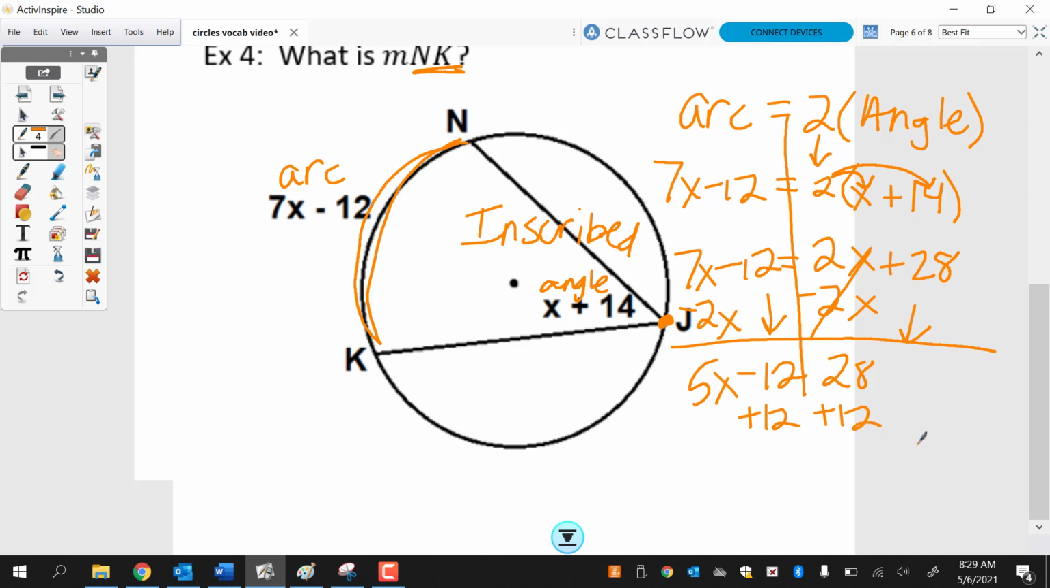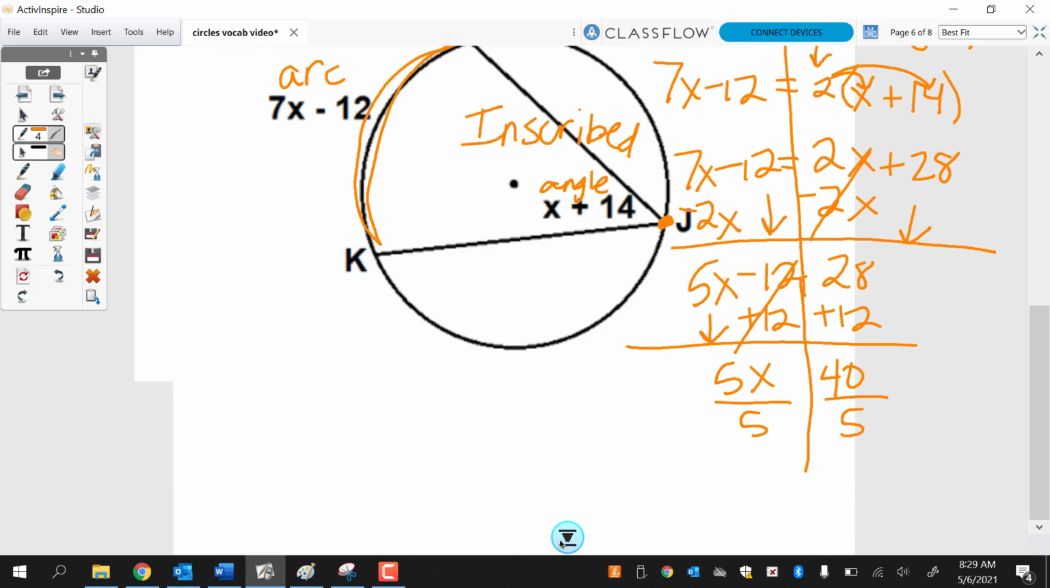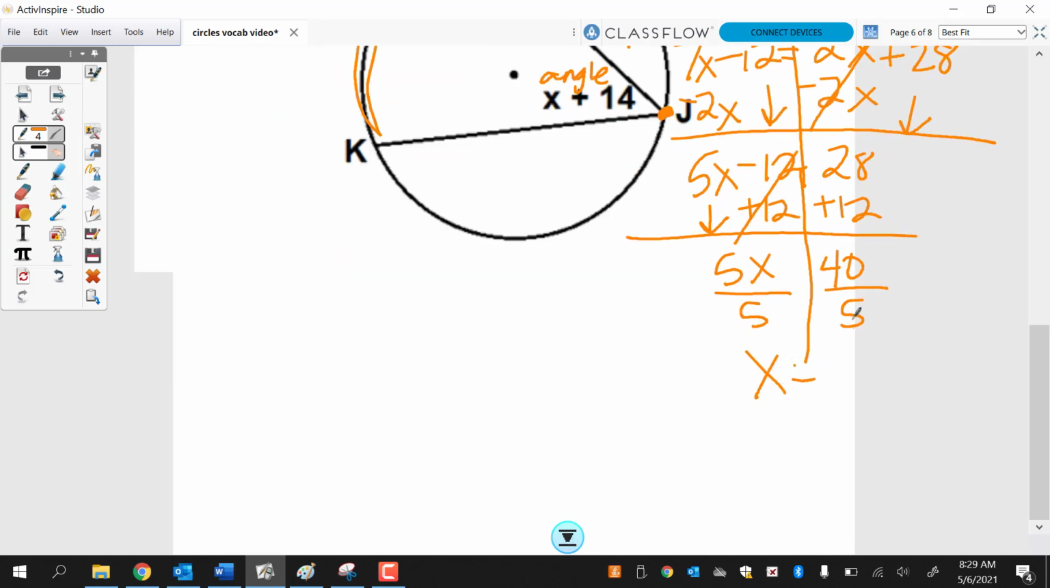To the other side, I gotta do the opposite. 28 plus 12 is 40. Drop down our 5x divided by 5. We get x equals 40 divided by 5 is 8.